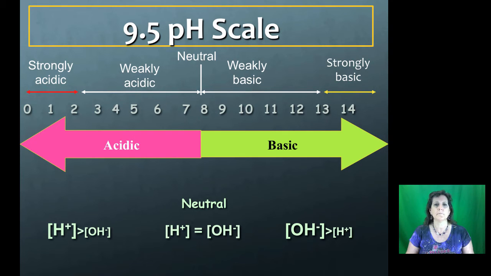and that's why it's neutral. And then when we're basic, what ion do we have in water that makes us basic? You're correct if you said hydroxide, OH-. So that is the dominant ion when we're basic. We have OH- ions, and there's more of them than the H+ ions. So again, 0 to 14 is our pH scale, 7 is neutral in the middle.